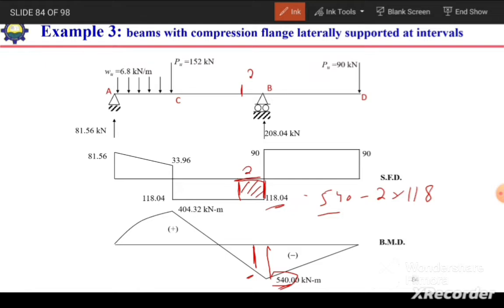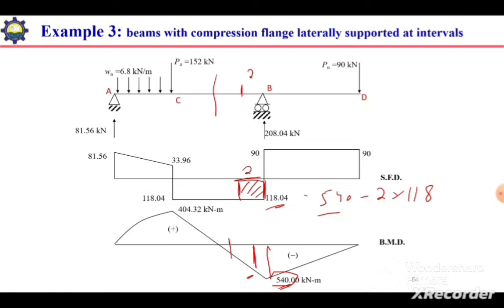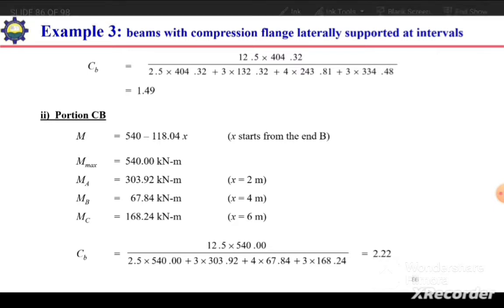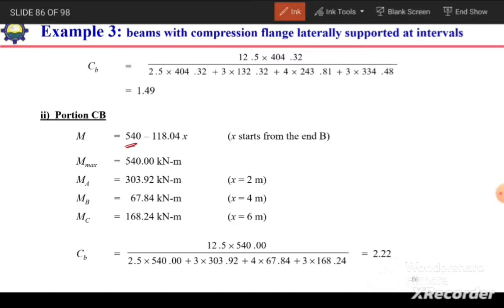Similarly for the others, because this whole shear force diagram is negative, we need to subtract these values. So for any value of x, we can calculate the bending moment value at any required location. Here, the expression for moment is 540 minus 118 times x, and we need to calculate the bending moment at x equal to 2 from the support B, at x equal to 4, and at x equal to 6, and the corresponding values are calculated over here.